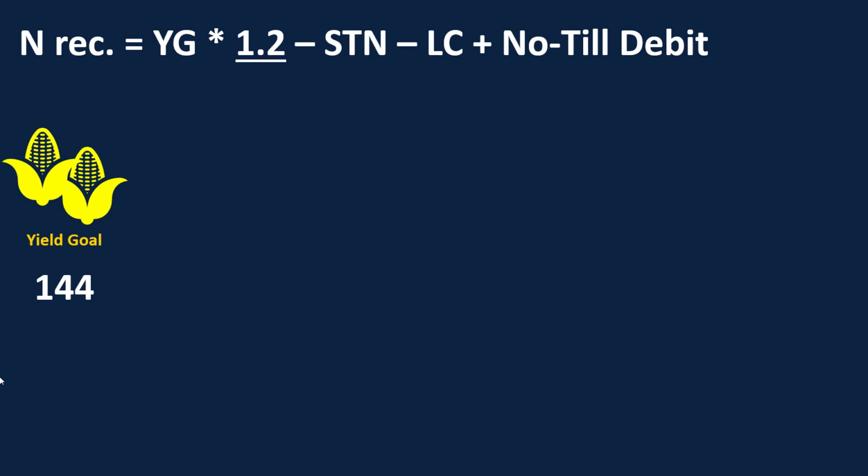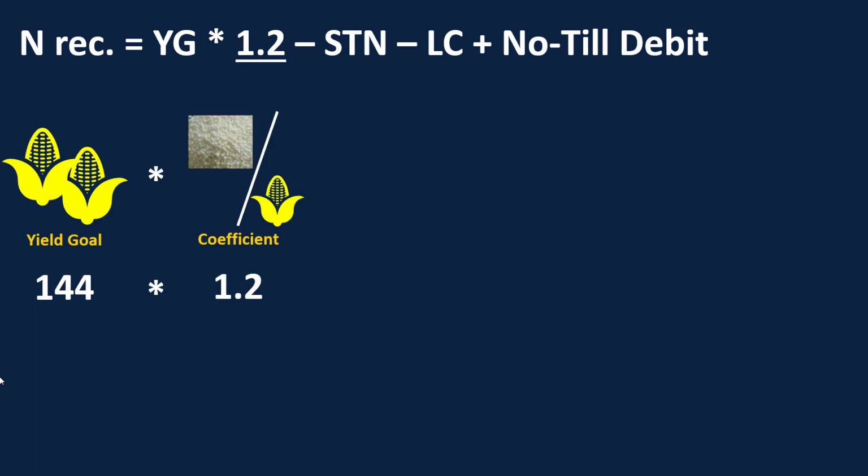So we have our yield goal. And the next thing is we multiply that by a 1.2 coefficient. And the next step is soil test nitrogen, which is in our next video.